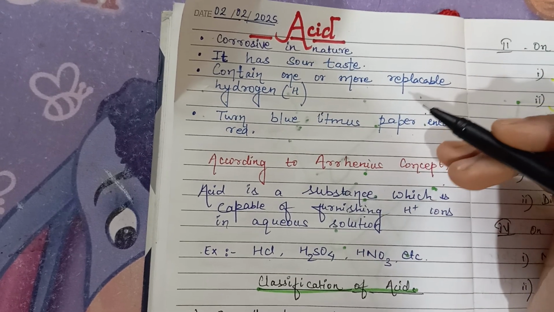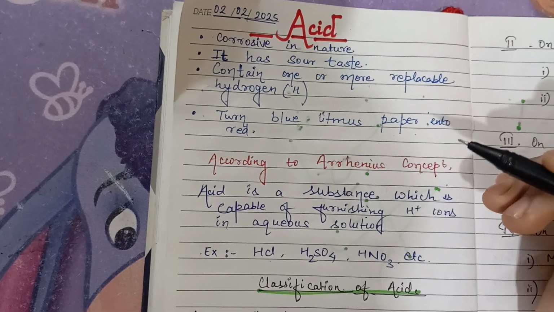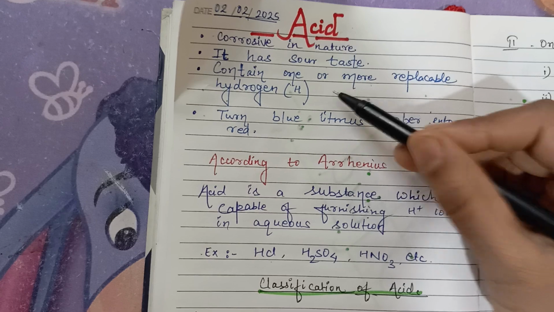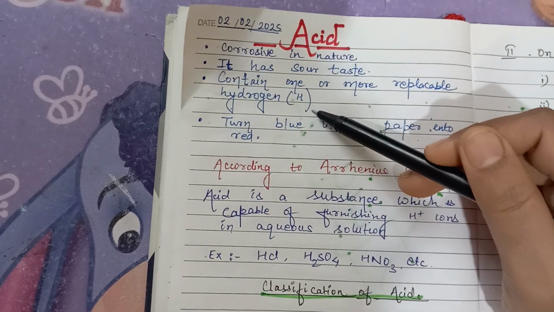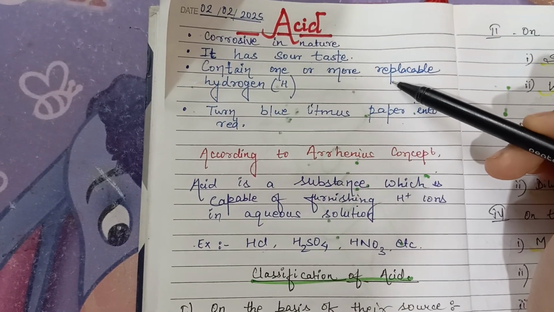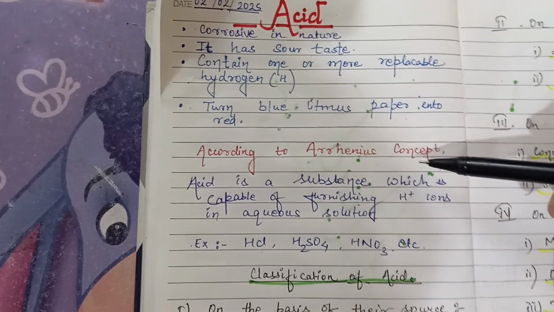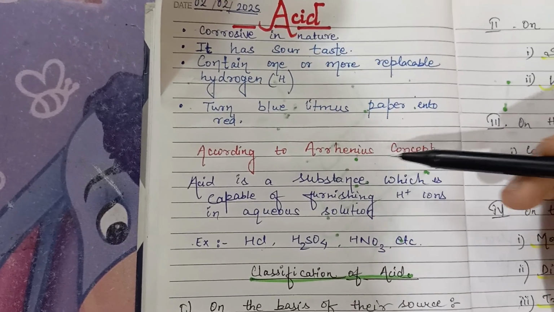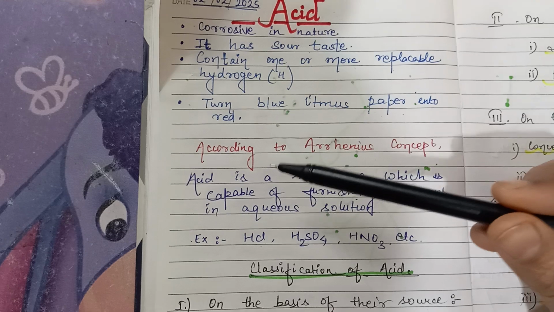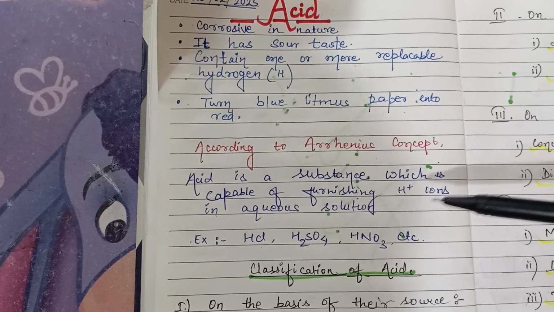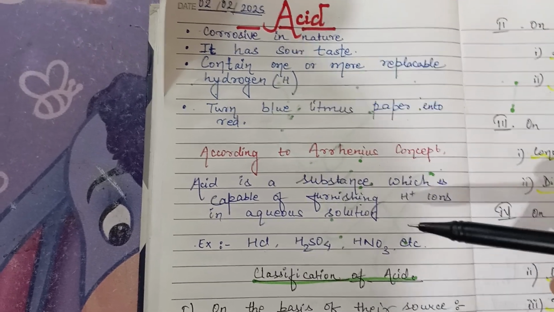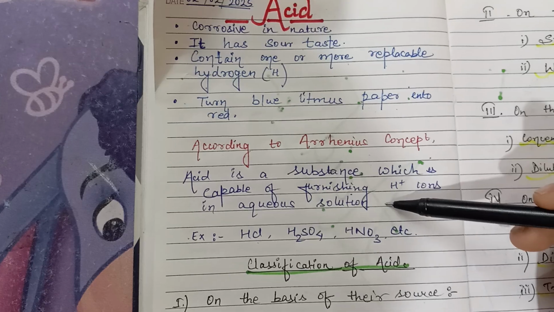It means the pH of acid is less than 7 and it contains one or more replaceable hydrogen. We will understand this point from the definition. So according to the Arrhenius concept, the definition of the acid is the substance which is capable of furnishing H+ ion in the aqueous solution.